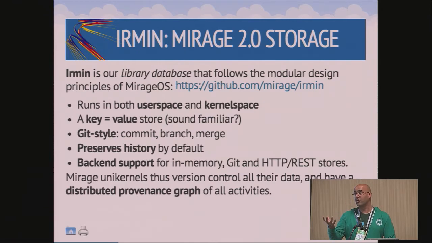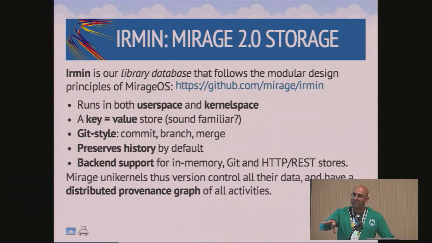And what it doesn't look like is ext2. What it does look like is a model that follows a Git-style branching system. So whenever you build a new storage system, we thought, well, we need something that can run in user space and kernel space, all of the backend supported by Mirage. And we wanted a key value store.